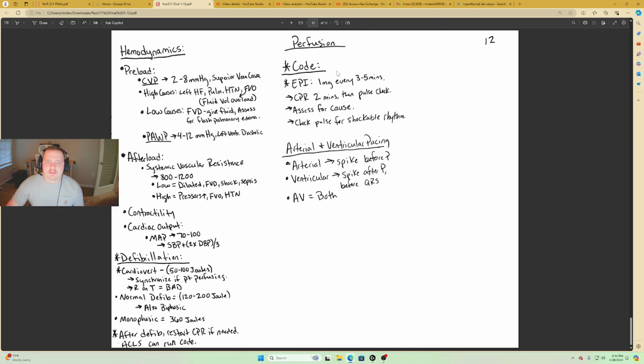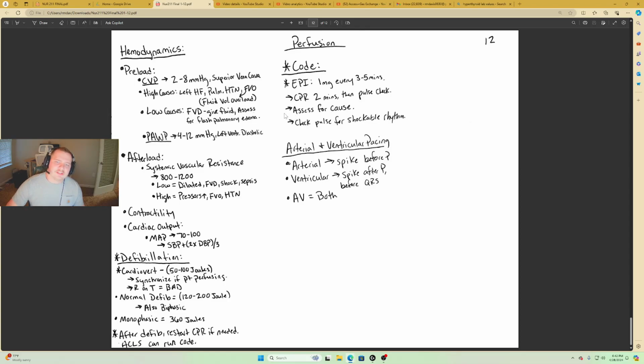And this is just some procedures for a code. If somebody were to code, you want to start CPR, and then you'll administer epinephrine 1 milligram every 3 to 5 minutes. You should also have someone designated to record, just one person. And then every 2 minutes, you'll perform a pulse check, assess pulse for about 10 seconds, and then go back to CPR.